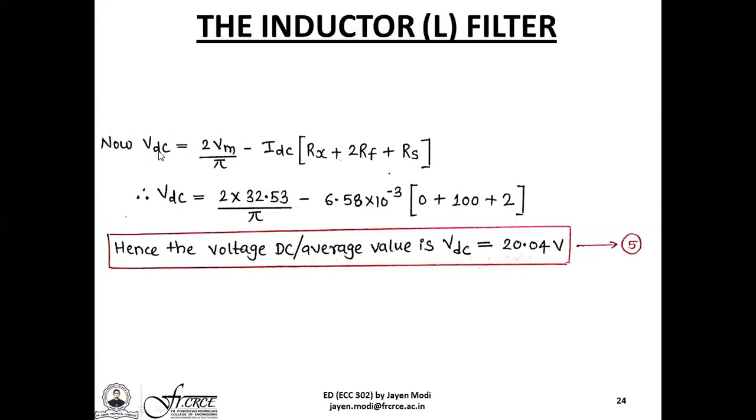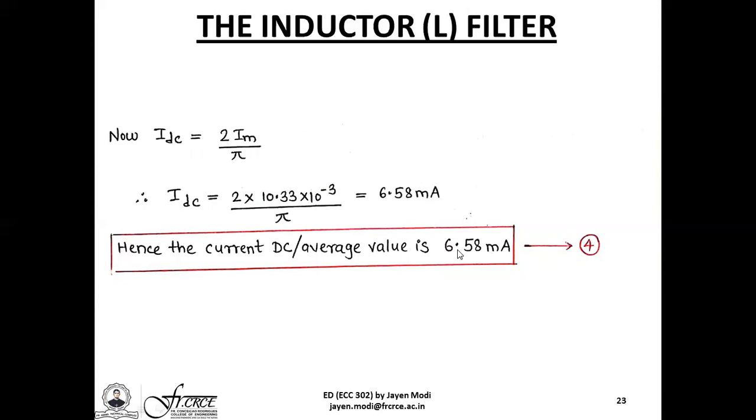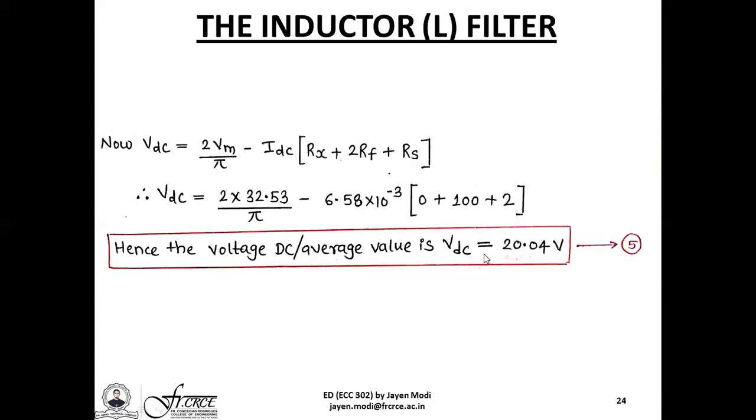Now the average DC voltage value is given by the equation twice Vm by pi minus IDC (Rx plus 2Rf plus Rs), which is nothing but 2 into 32.53 divided by pi minus IDC, which in the earlier case was obtained to be 6.58 milliamperes. So this becomes 6.58 milliamperes (Rx was 0, twice Rf, that's 2 into 50, and Rs was simply given as 2 ohms). So the average or the DC output voltage is given by VDC is equal to 20.04 volts.